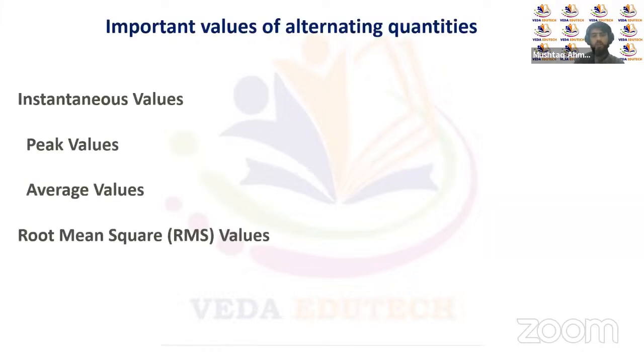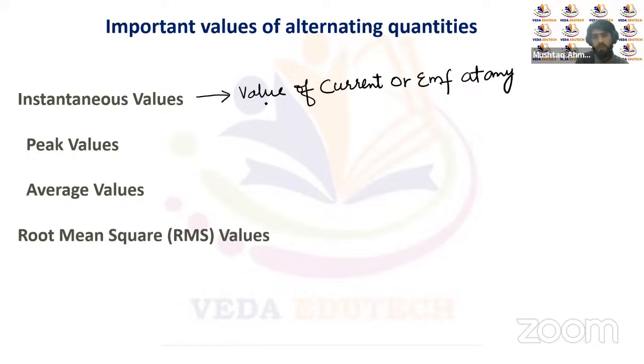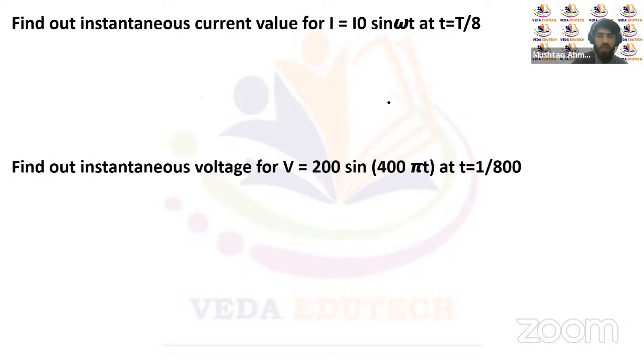So instantaneous value is nothing but the value of the current or the value of the AC voltage at any particular instant. It's the value of current or EMF at any instant of time. So at any instant of time, whatever the value of current or the EMF is, we call that the instantaneous value.